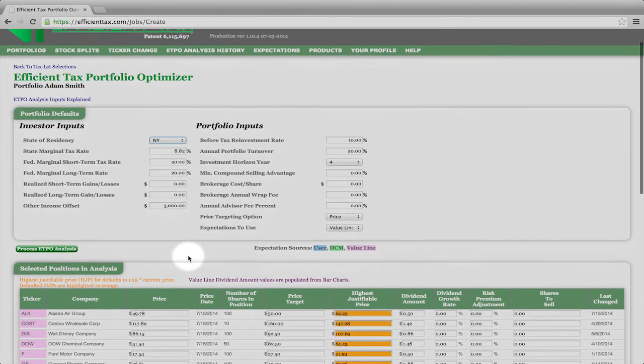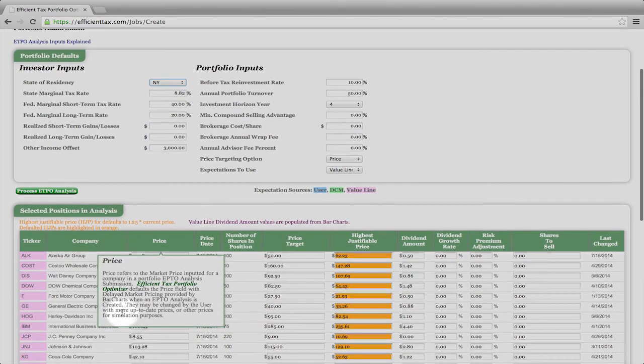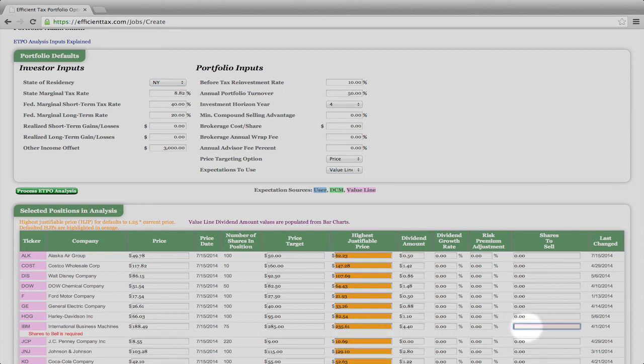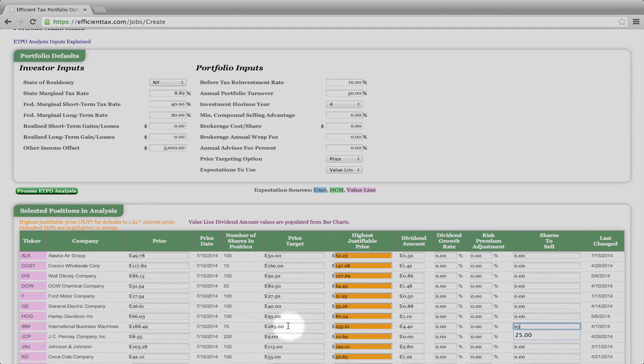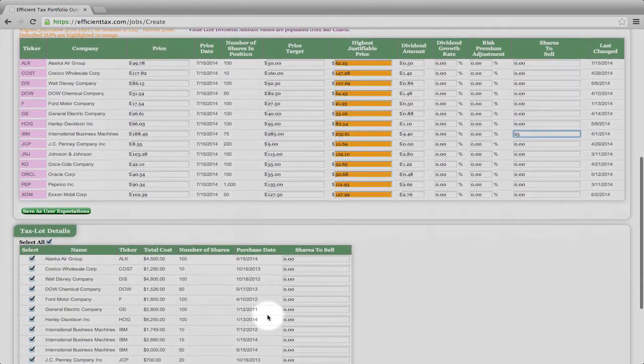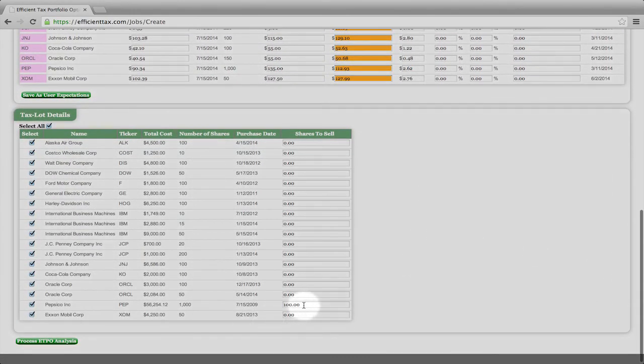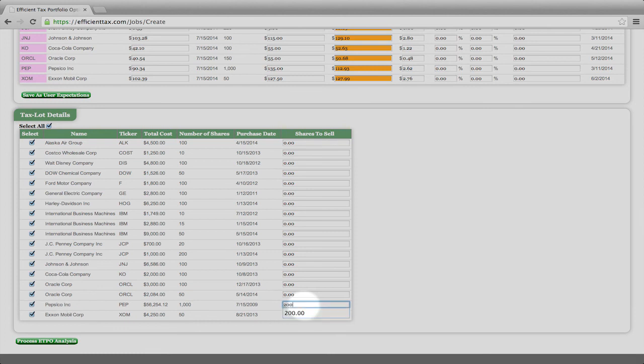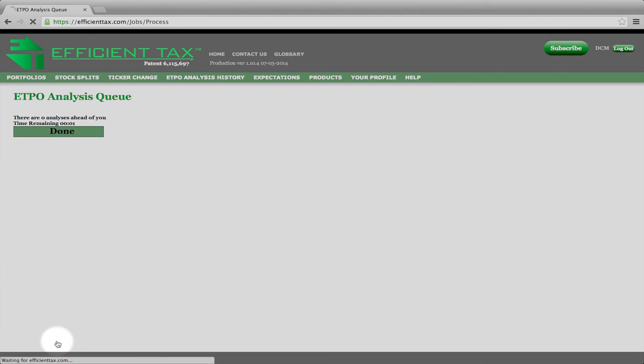From the input page, we are also going to designate the selling of 25 shares of IBM, made up of a position of 3 different tax lots totaling 75 shares. We are also going to navigate down to the individual tax lots that make up all the positions displayed above and change our individual Pepsi tax lot sale designation from 100 to 200. And then click the Process ETPO Analysis button.